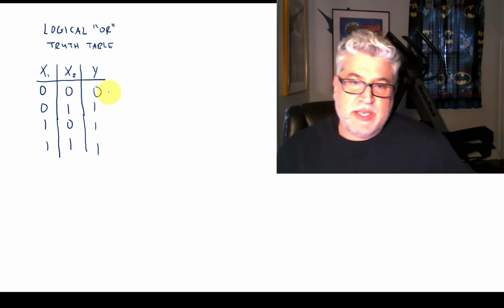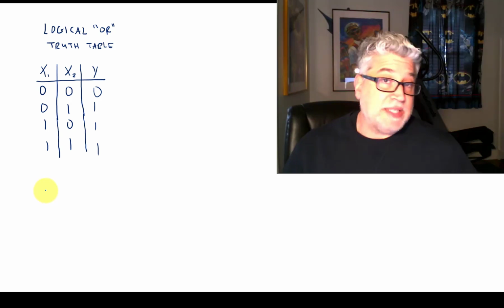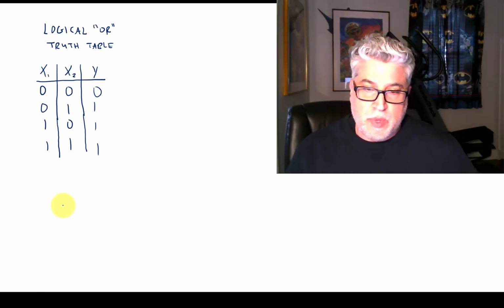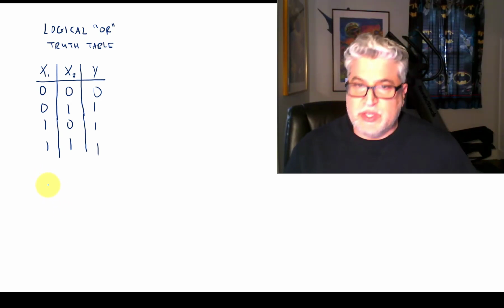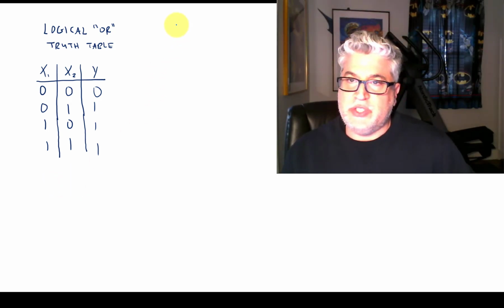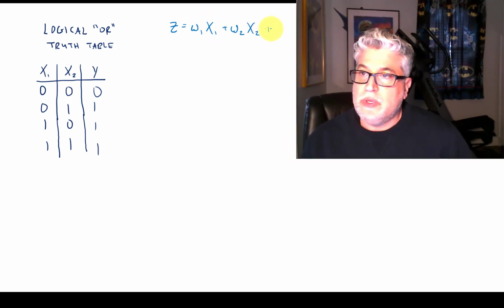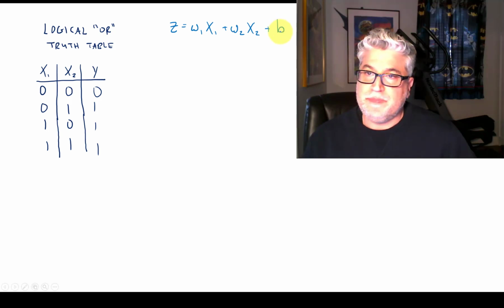So can we mimic this with a single simple neuron? Well, let's remind ourselves, what is a neuron? A neuron is just two little steps. We have an aggregation, the linear part. We have W1x1 plus W2x2 plus the bias, and then a step function.